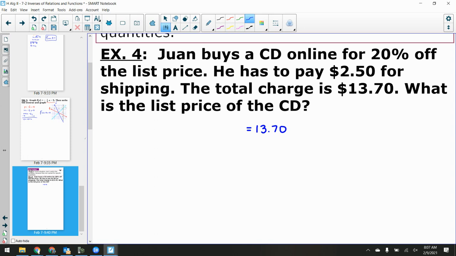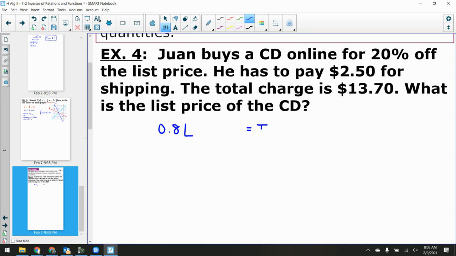You know what, let's not think about our 13.70. Let's say T for total. Sorry, I keep changing my mind. Let's say T for total. Juan buys a CD for 20% off the list price. If it's 20% off the list price, how much of the list price is he actually paying? 80%. So it's 80%, 0.8 times list price. Let's go L.